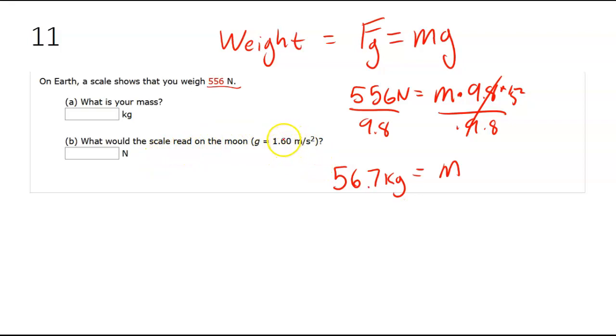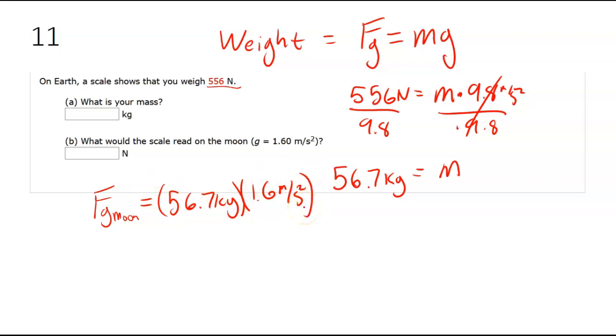If I was on the moon, well, that's a different g, right? So we could say this g just depends on where we are. If I was talking about my weight on the moon, we'd say Fg for the moon is going to be equal to 56.7 kilograms times the 1.6 meters per second squared. And that would be only about 90 newtons.